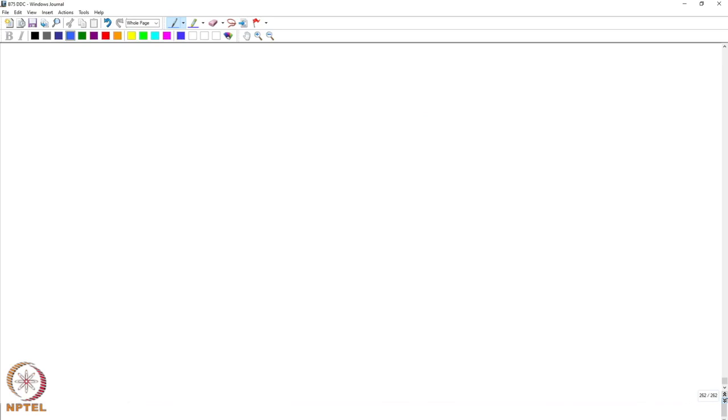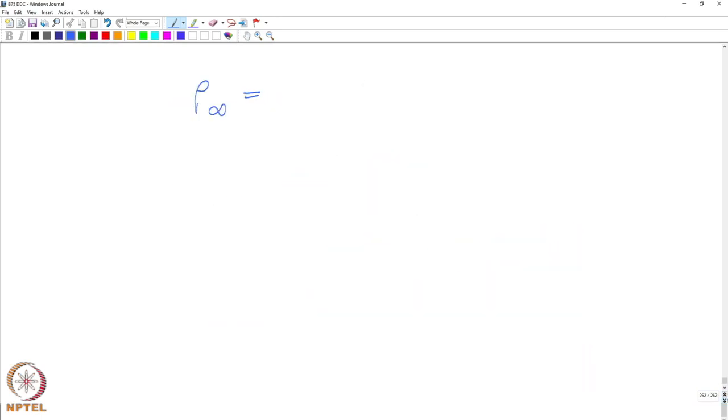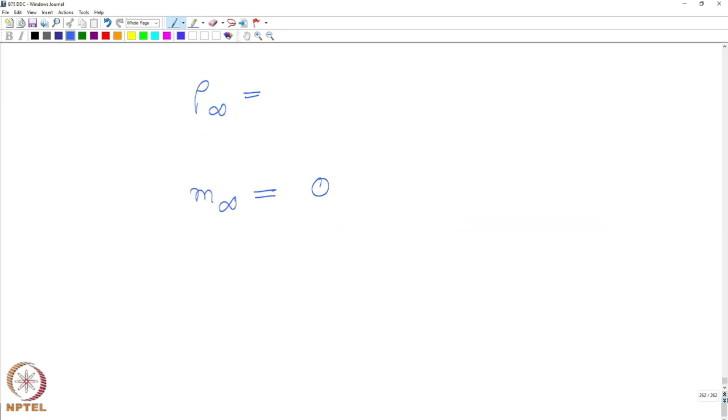Okay. Now, interestingly, what we notice here is the following. What is rho infinity? Look at this thing. What is m infinity? First, tell me what is m infinity? M infinity has to be 0, right? Because after k becomes more than or equal to n minus 1, all the dimensions are equal. We have seen all the kernels are equal. So these quotients are just 0. So therefore, mk will become 0. That means m infinity is 0. If m infinity is 0, rho infinity is m plus m infinity, so this will be equal to m.